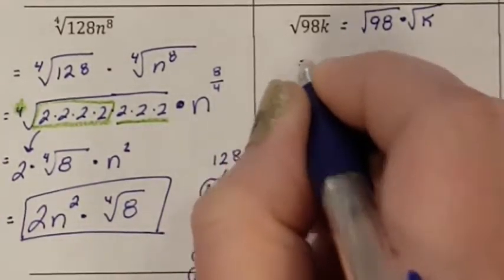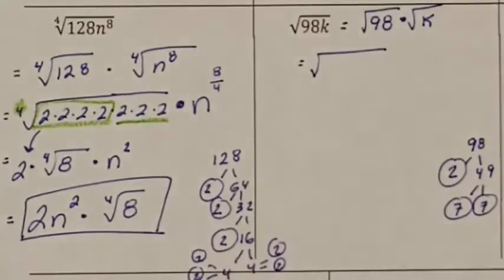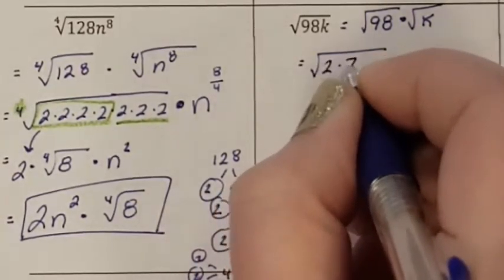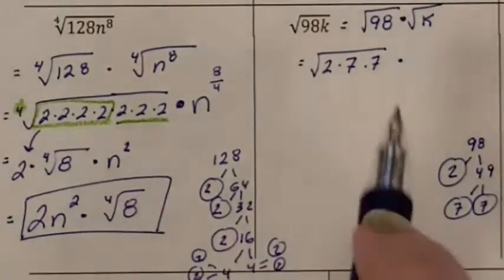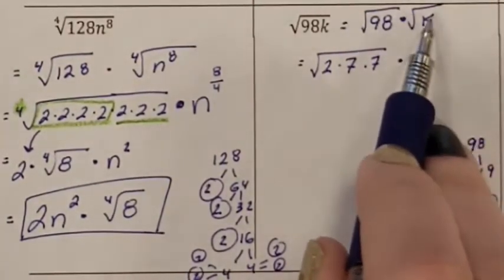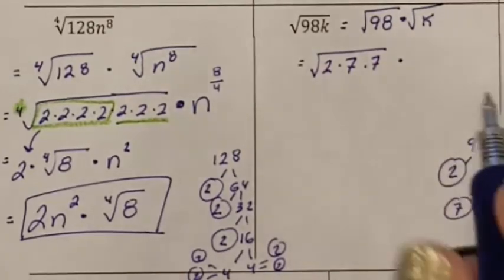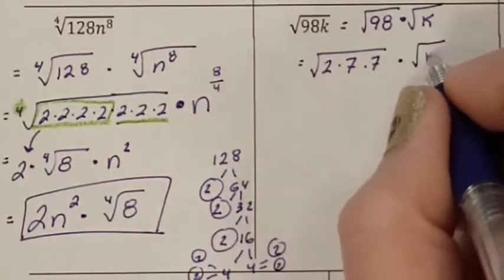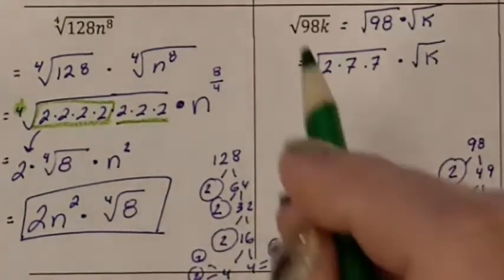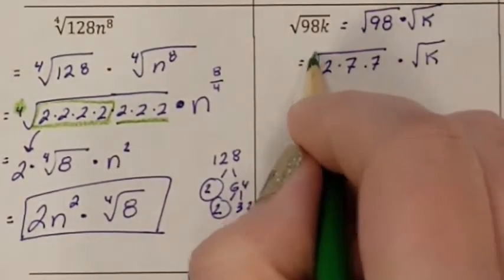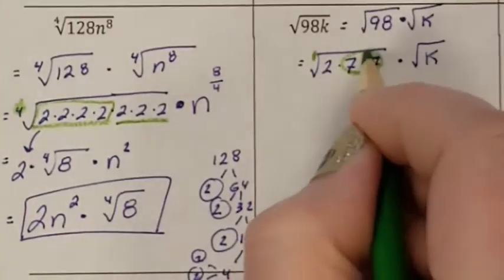So I'm continuing to break it up. So I know the square root of 98 prime factorized is 2 times 7 times 7. K has no root, which means it's a 2, and it has no exponent, which means it's just a 1. So this is going to stay as the square root of k. There's no way to simplify the square root of k. Because there is no root here, that means it's looking for groups of 2. It's a 2. So these made a group of 2.